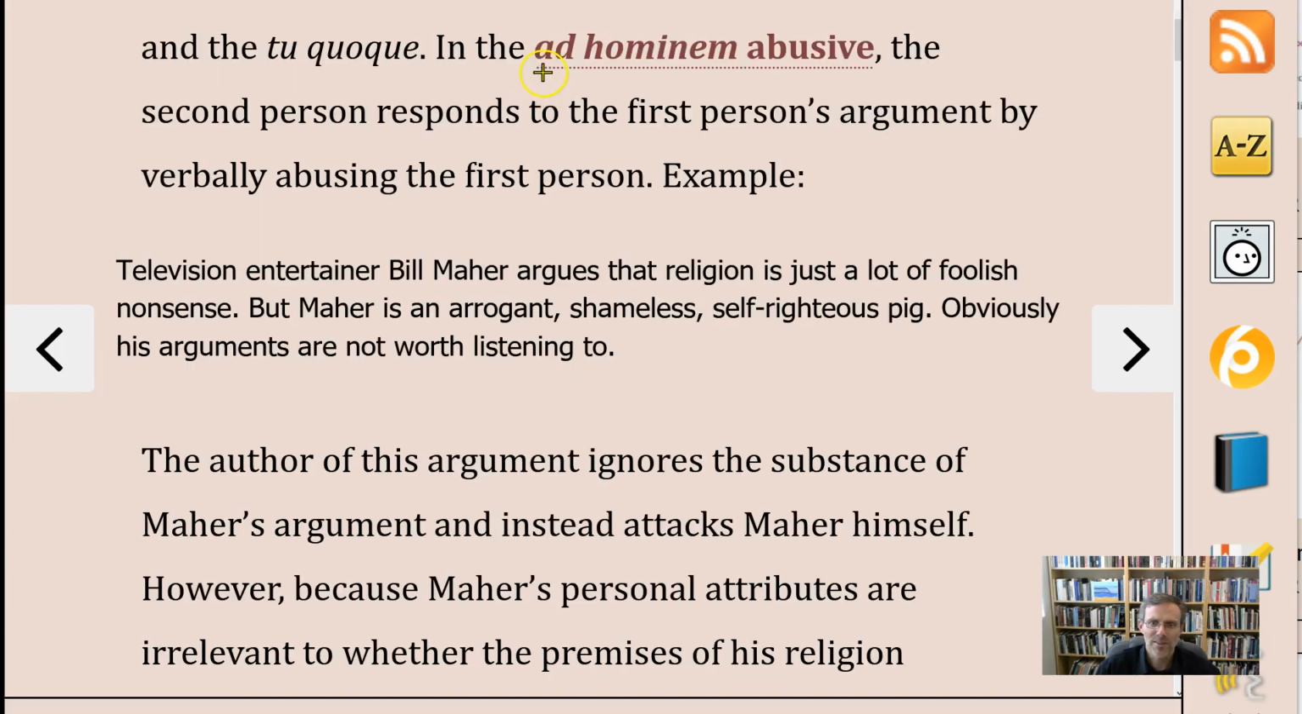Hurley talks about three forms of ad hominem. The first one is ad hominem abusive. An ad hominem abusive is just when some person verbally abuses another person rather than responding to their argument.